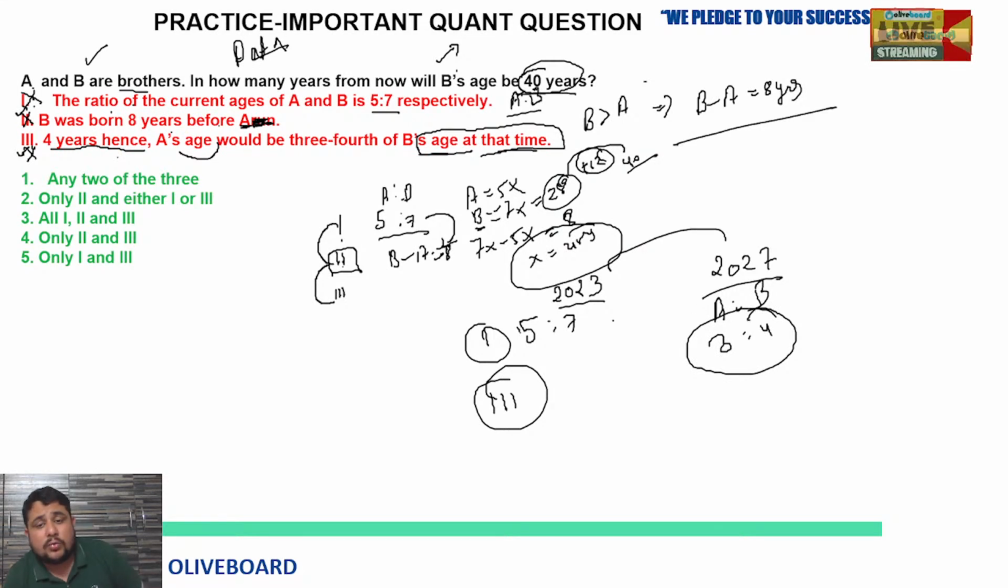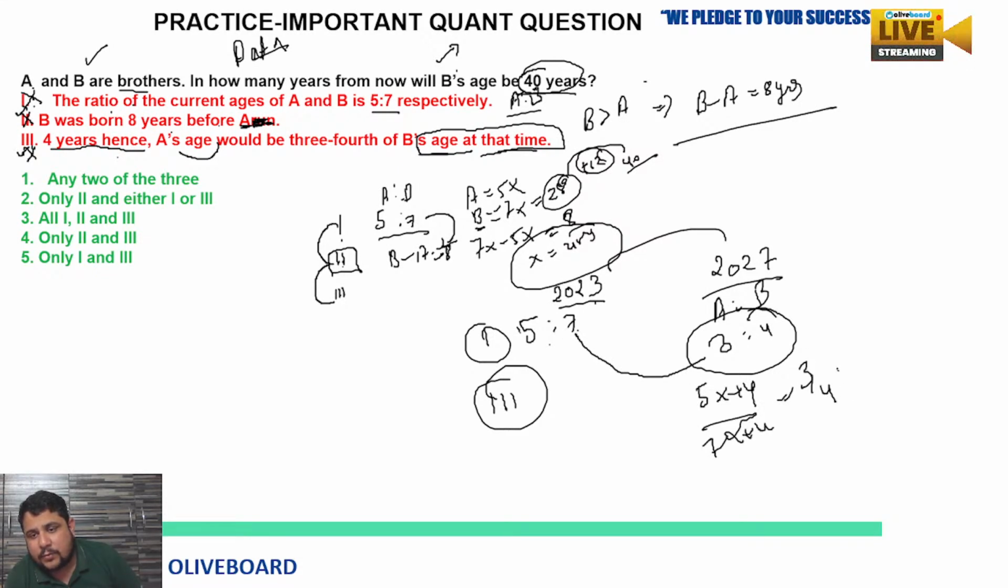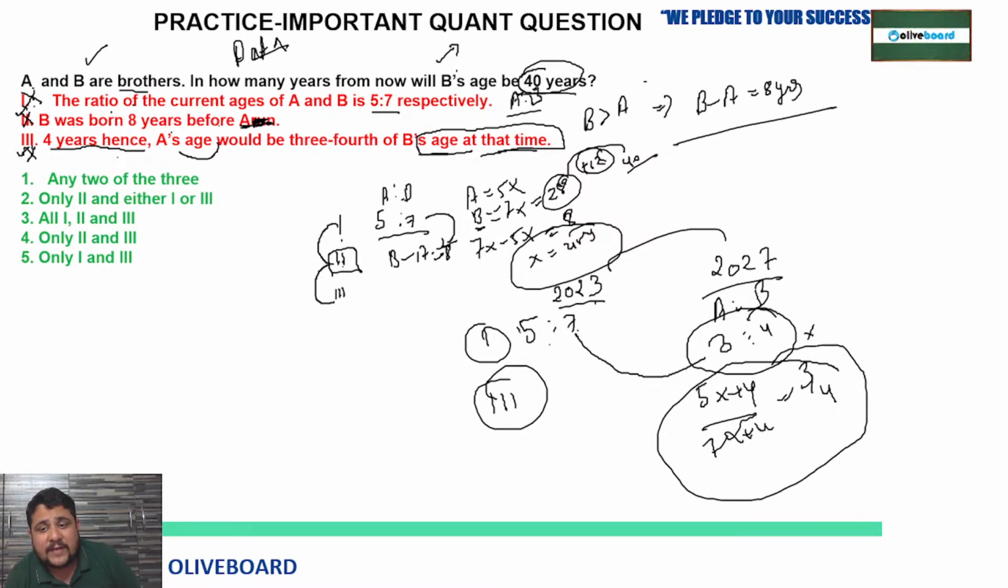So now you know two age ratios. You can move from here to here. 5x, 7x you can imagine. So after 4 years, 5x plus 4 over 7x plus 4 equals 3/4. By this comparison you can easily get the value of x and you can get the ages of A and B here also. So first and third also work out. So first we took the combo of first and second statements, then first and third. Now second and third we will also check.